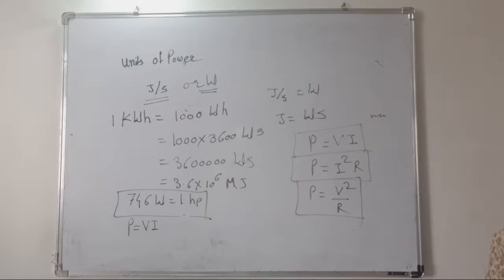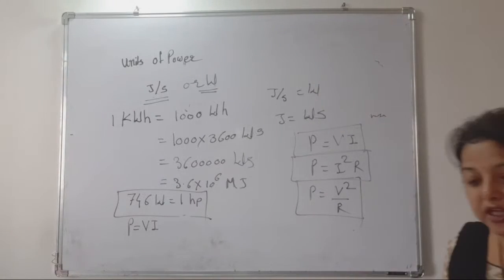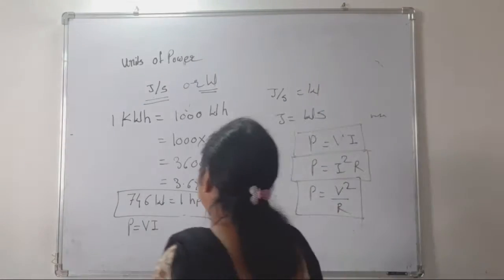Again I repeat. The power rating of a soldering iron is 25 watt, full stop. If the resistance of another soldering iron is half that of the first and its current is twice that of the first, calculate the power rating of the second soldering iron.